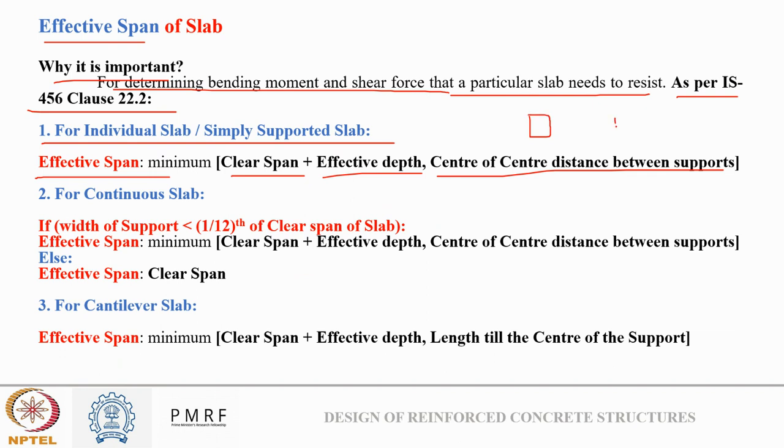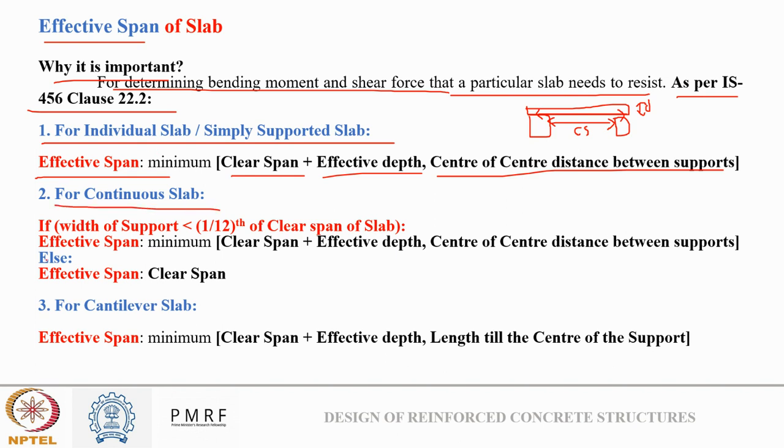So suppose this is my support and this is my slab resting on the support. So this part will be my clear span and these are the supports. So either clear span plus effective depth of the slab or this distance, center to center distance between the supports. So the minimum of these two values will be my effective span for slab.